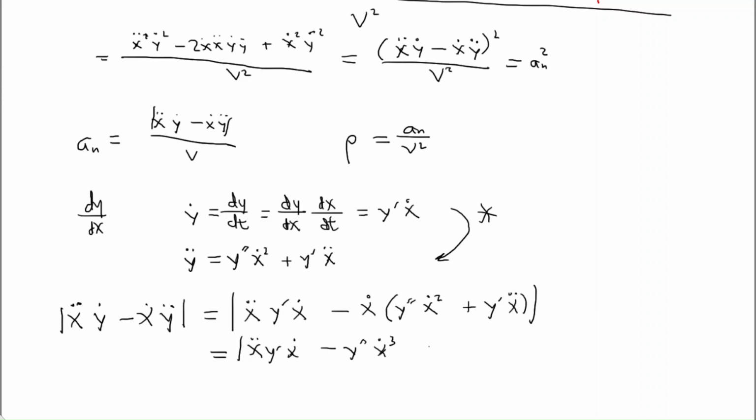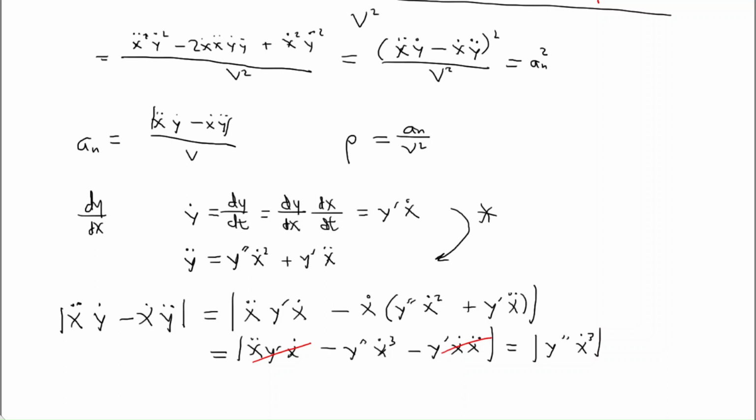So we're going to get an x dot cubed at some point there, and then we're going to get a y prime x dot x double dot. Well, the first and last terms here are identical. They cancel out, don't they? So what we're left with is the absolute value, I can kill the negative, of y double prime x dot cubed. All right, so we're about on the home stretch here.